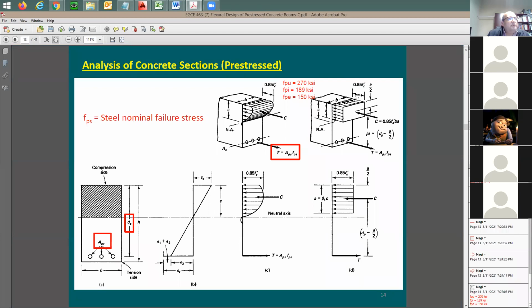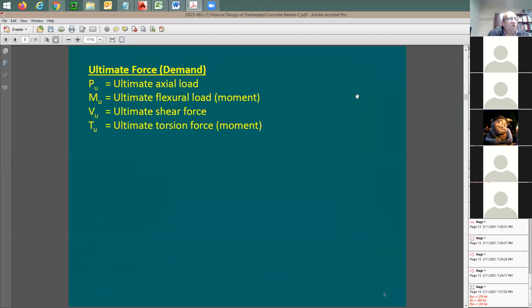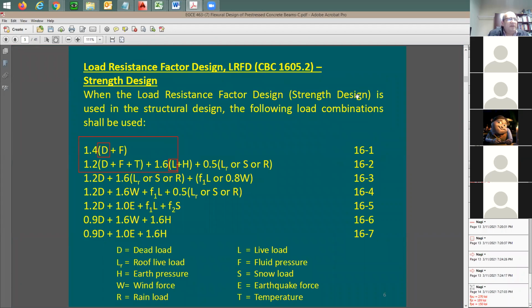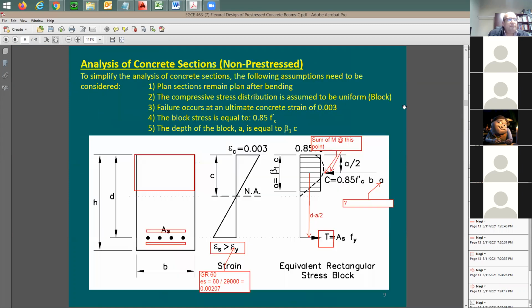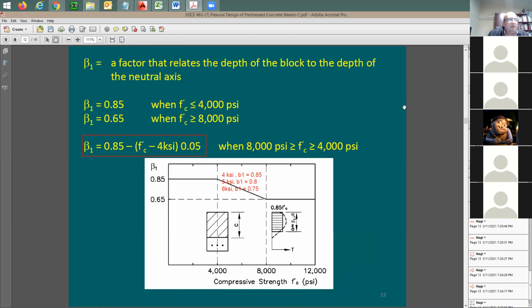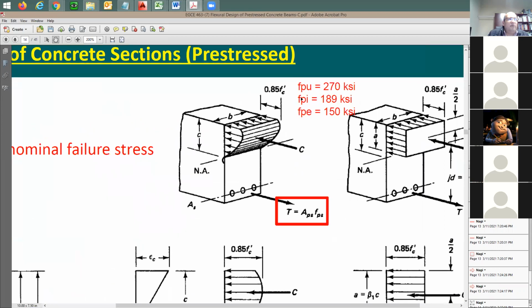For the ultimate point, let's go back to this slide here, just to have an idea what value we're going to be at. FPI and FPE is going to be in this range here, right? It's going to be about here. Here's the service load, and this is going to be the initial. So it seems that the ultimate is going to be higher than FPI, but also lower than FPU. Meaning I'm expecting a value to be right here.